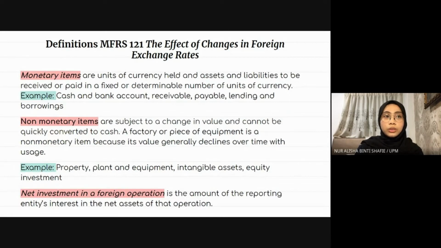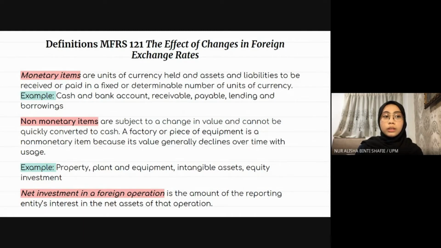The next term is monetary items. Monetary items are units of currency held, and assets and liabilities to be received or paid in a fixed or determinable number of units of currency. Examples of monetary items are cash, bank account, receivable, payable, lending, and borrowing. While non-monetary items are subject to a change in value and cannot be quickly converted to cash. Examples of non-monetary items are property, plant and equipment, intangible assets, and equity investment.